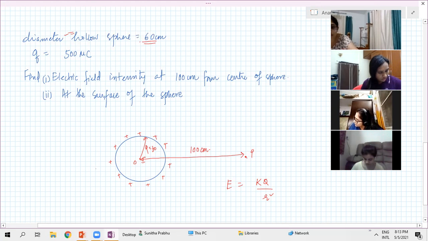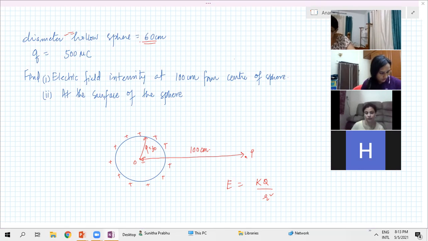What are you going to take R as? It should be 100 centimeters, sir. Do you agree to that, Neha? Or should you say it is 100 minus 30, 70, you should take? No, so it should be 100 itself.